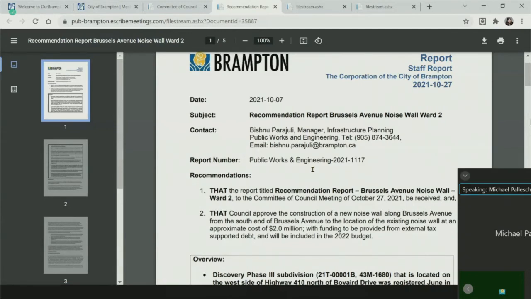If not, then we need to have some kind of recourse to be able to go back to them to say, well, this is what you proposed, this is not what you built. So if in the future we can also look at that, and I'm happy to bring the report forward and happy to move support of the recommendation to construct the noise wall.